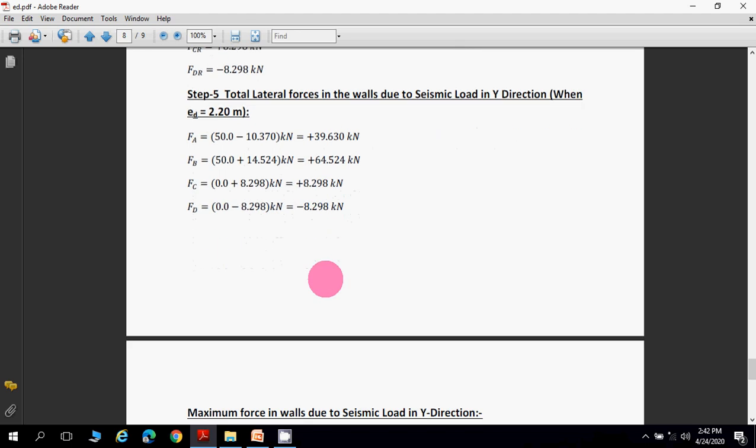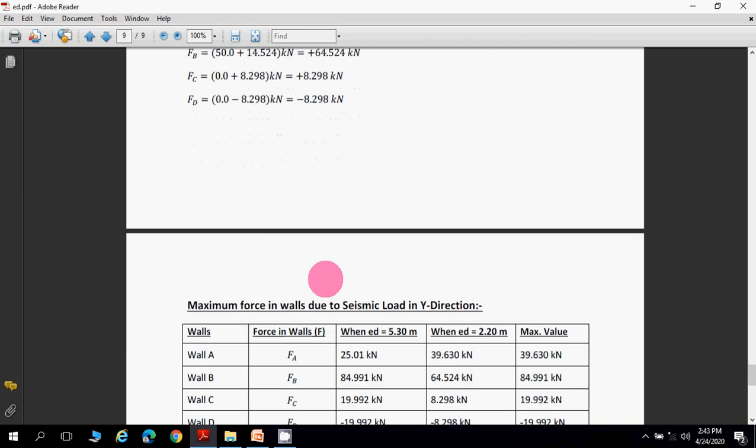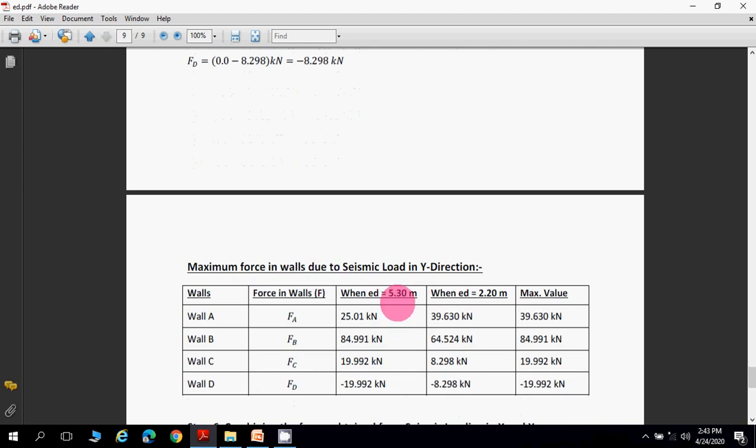After getting all the values, when the earthquake force is considered in the x direction and when it is considered in the y direction, two sets of values are found when the design eccentricity is 5.30 meter and when it is 2.20 meter. For wall A, the value of maximum force Fa will be 25.01 for 5.30, and 39.630 for 2.20. We have to put all the values in this table.